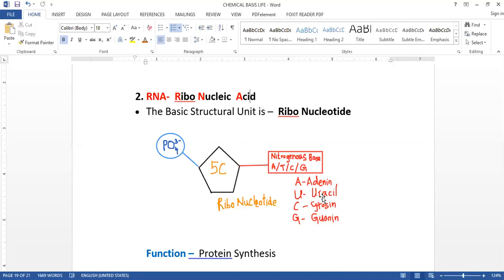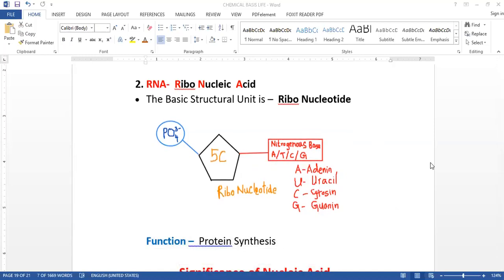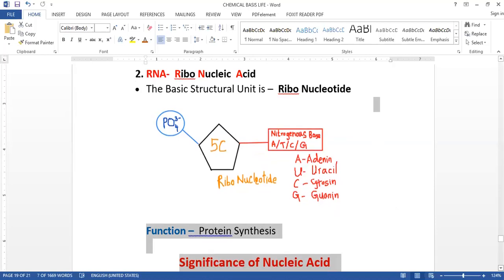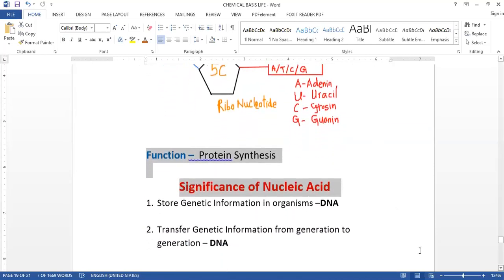In RNA, which nitrogenous bases are present? Adenine, uracil, cytosine, and guanine. Here also, four types of ribonucleotide can be produced. When I'm talking about this RNA, we will be talking about protein synthesis. It is being used for protein synthesis.